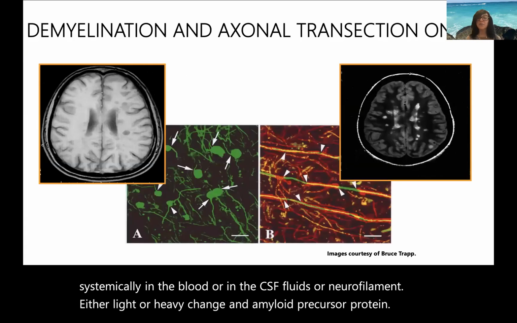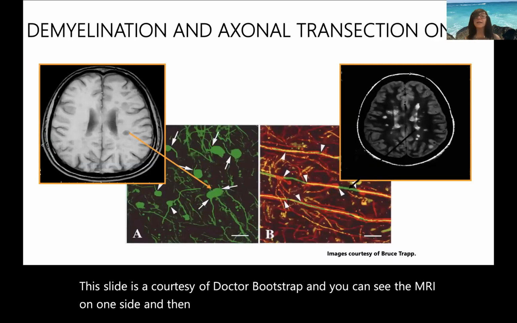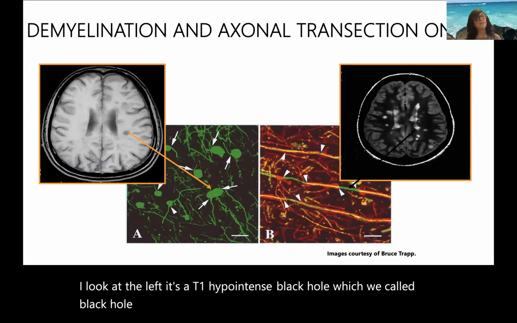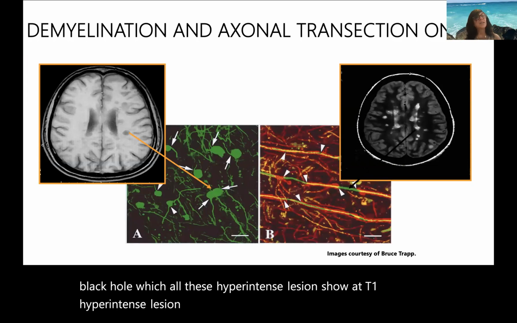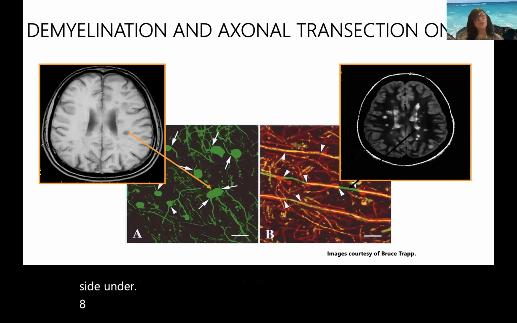This slide is courtesy of Dr. Bruce Trapp, and you can see the MRI on one side and a biopsy on the other. If I look at the left, it's a T1 hypointense black hole, as we call it. All these T1 hypointense lesions show the axonal loss. And you can see the bulb, the change of the axon, the green bulb on the left side under A. The diagrams show the destruction of the axon that leads to functional disability.